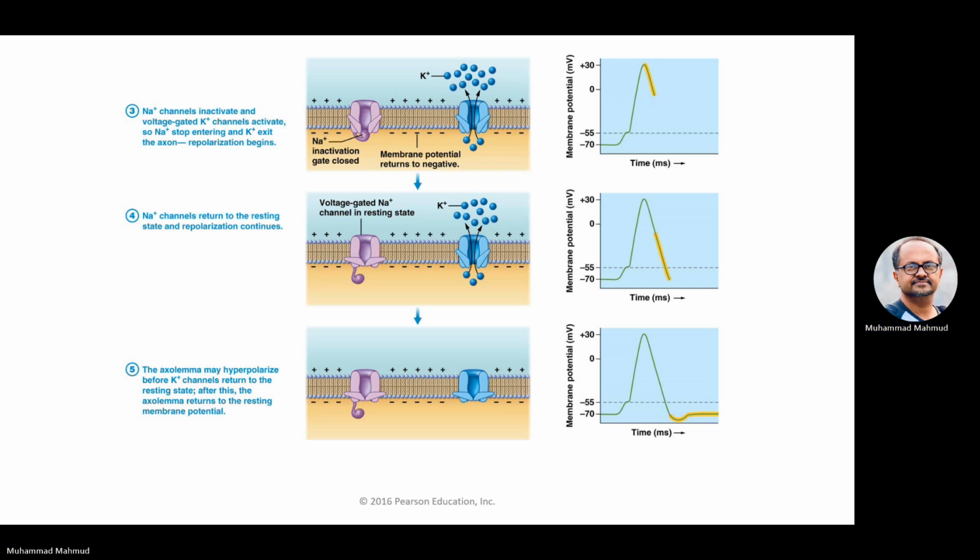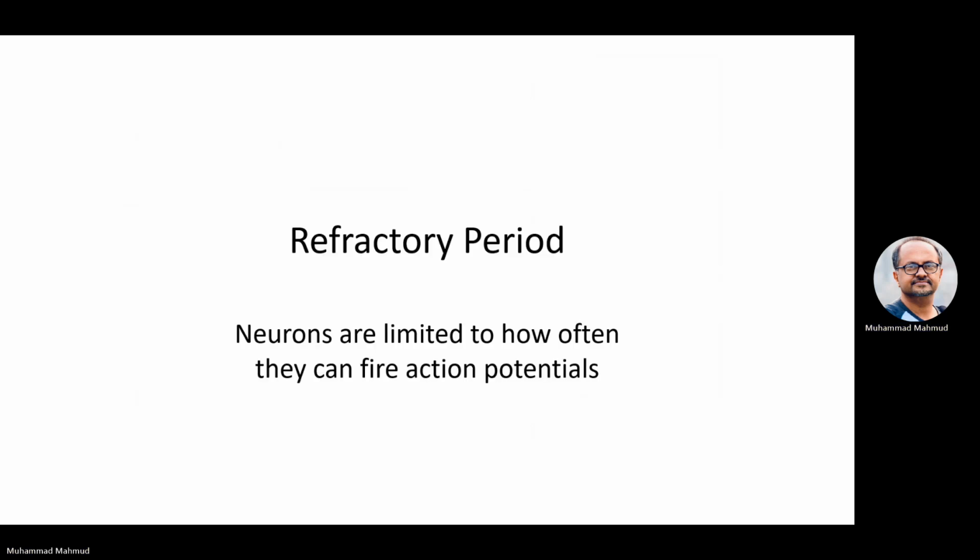But at that moment, the axolemma may hyperpolarize before potassium channels return to the resting state. After this, the axolemma returns to the resting membrane potential. So this is the point where we see the hyperpolarization. The bottom line is depolarization followed by repolarization and hyperpolarization.